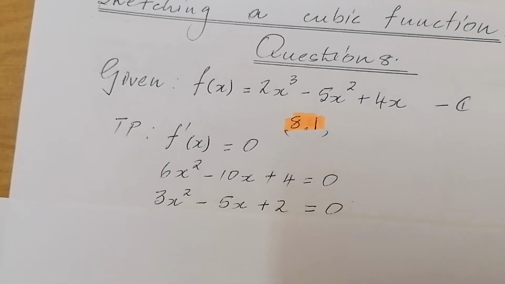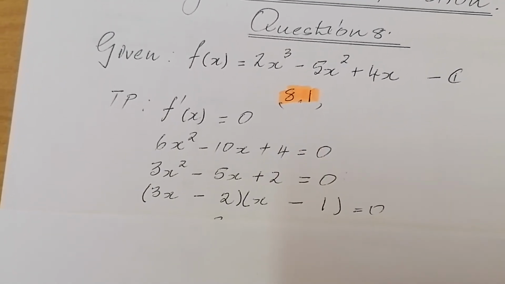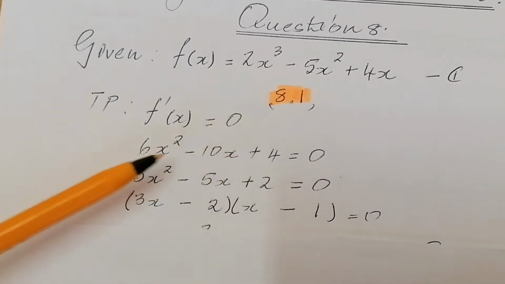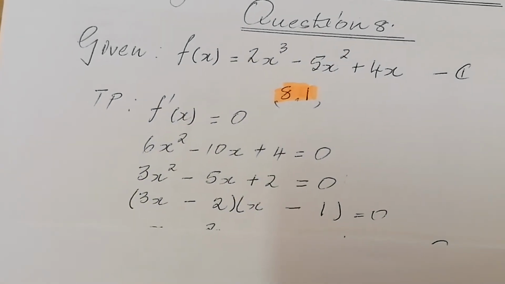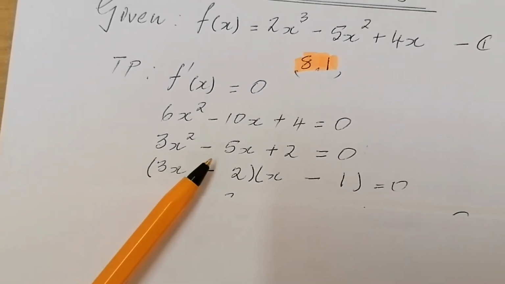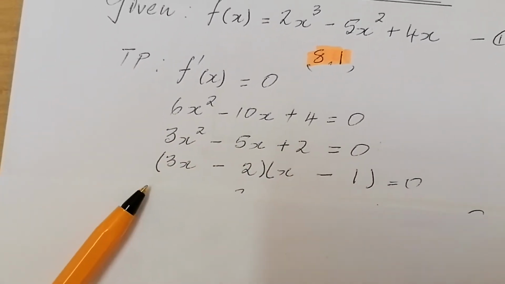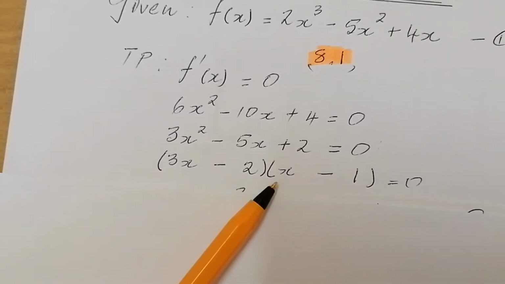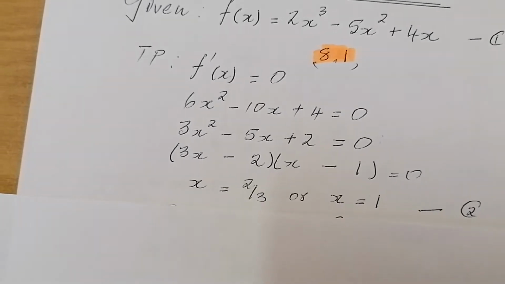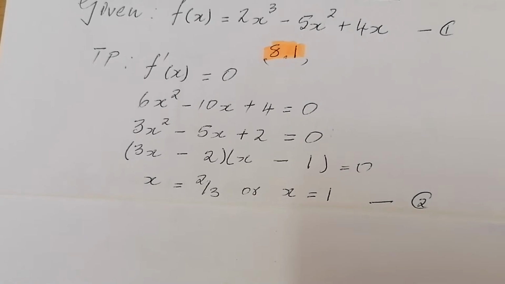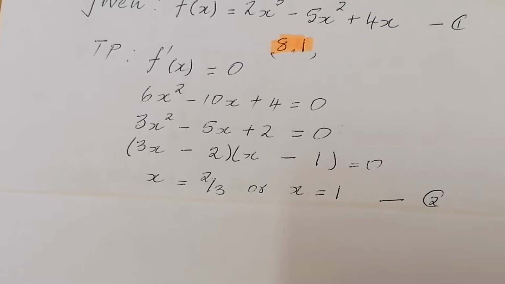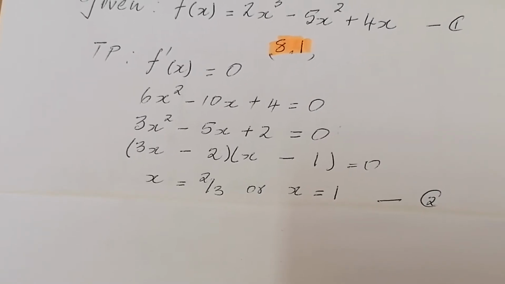Then we now factorize this. Here, I just simplified that by dividing throughout by 2. Factorizing it, the factors of 3x squared minus 5x plus 2 are 3x minus 2 and x minus 1. Now, I find the values of x. That is, one value of x of the turning point is 2/3, or x is equal to 1.